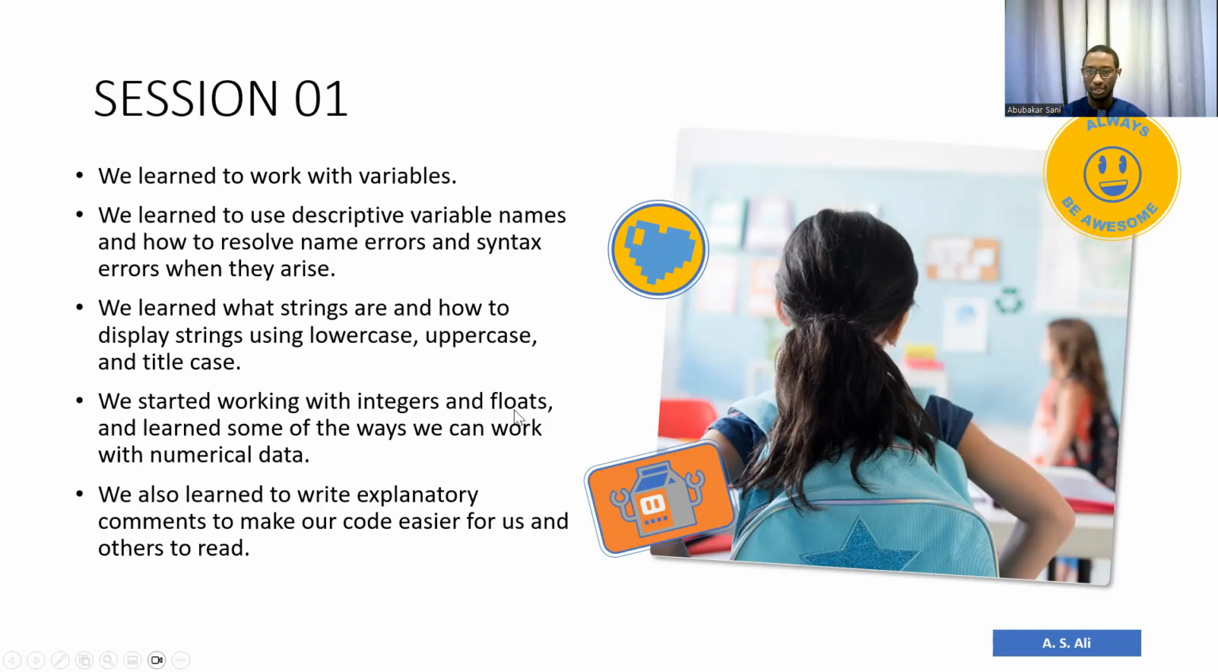Integers are whole numbers, floats are numbers with decimal points. We saw how we can use them. We looked at how to write explanatory comments. We said comments are good in order to make our code easier for us and other people to read and understand.